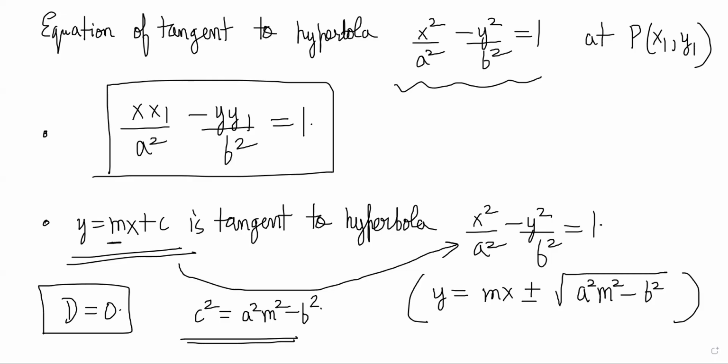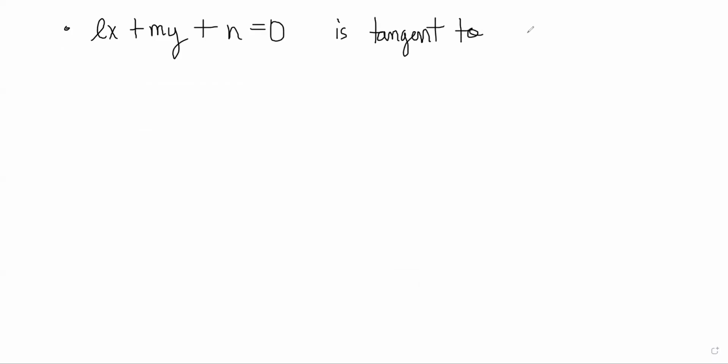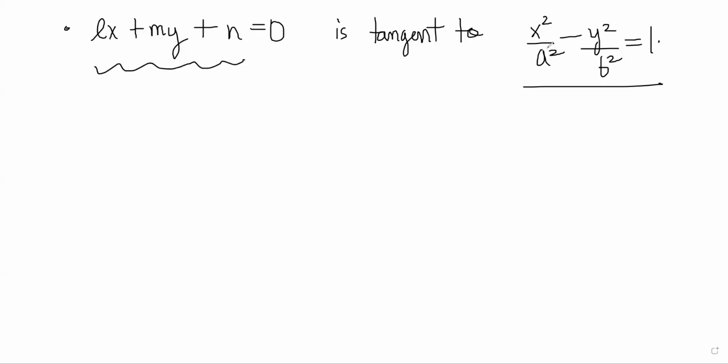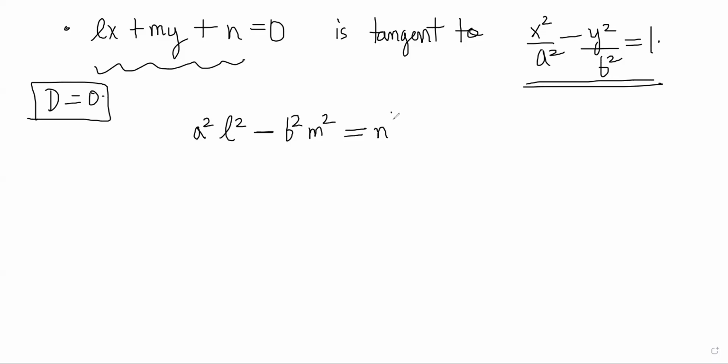Similarly, if I have a different form of the line equation, if you have to say that lx plus my plus n is equal to 0 is tangent to hyperbola x square by a square minus y square by b square equals 1. Again, the method of doing it is the same. Take this equation, solve it with this curve, and put discriminant equal to 0. The condition for the discriminant to be equal to 0 will come out to be this: a square l square minus b square m square is equal to n square. This is the condition for tangency.